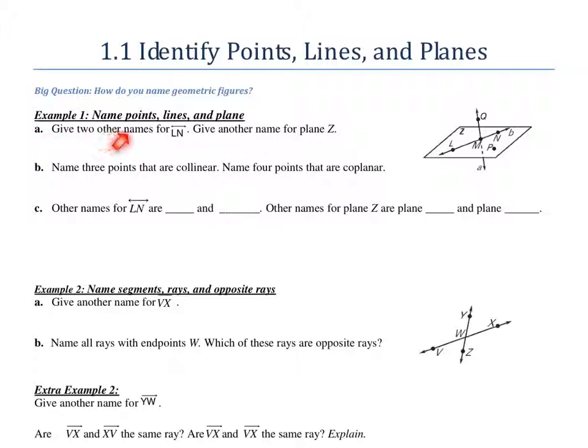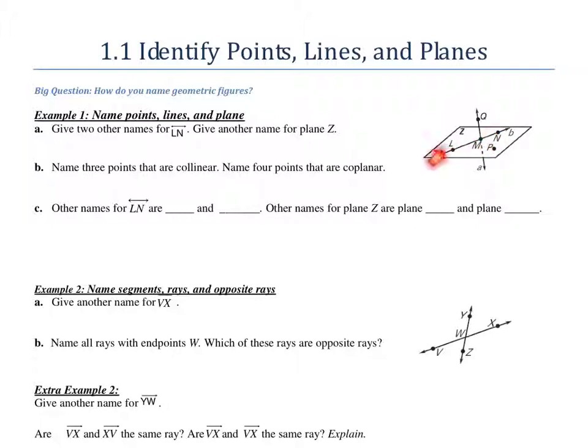So we're going to give two other names for line, and I know it's a line because of the symbol, LN. Then we're going to give another name for plane Z. So let's first look at line LN. Line LN is right here. So we've really got a couple different options. We only need two of them. I could just flip it around and do line NL.